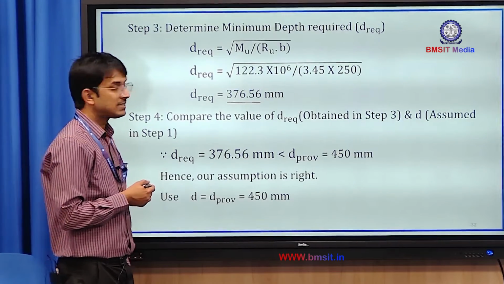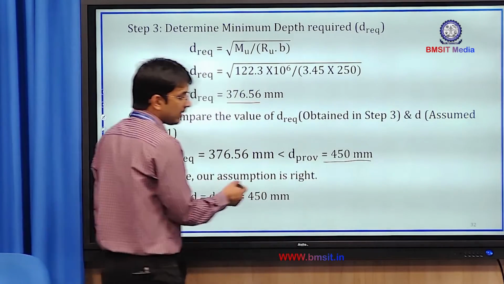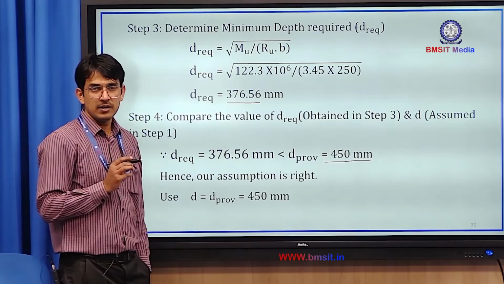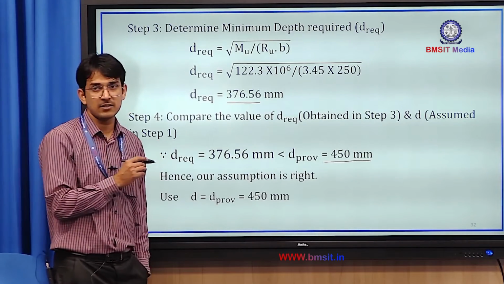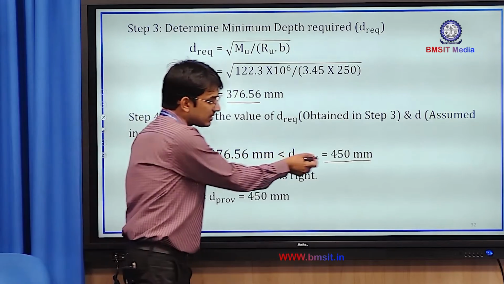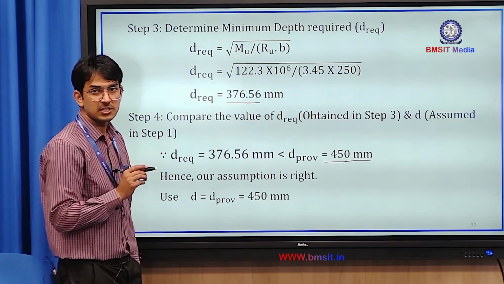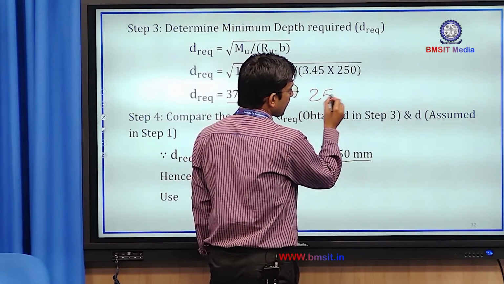So we can easily see that earlier we have assumed the value of small d, that is 450 mm, and we required 376.56 mm, so it means it is okay. We have taken the higher side for safety purpose. So we will consider this as the approved value. Now we can move to the further step. So now whatever dimensions we assumed, that is 250 mm by 500 mm, is correct.